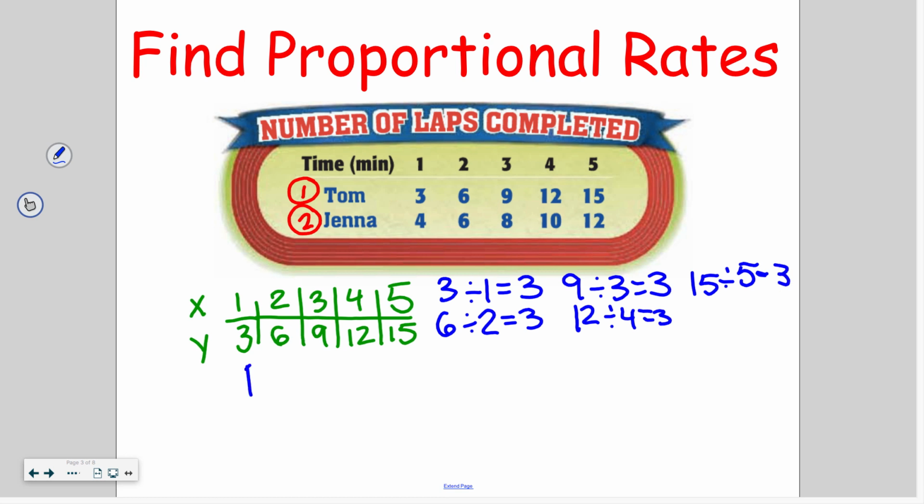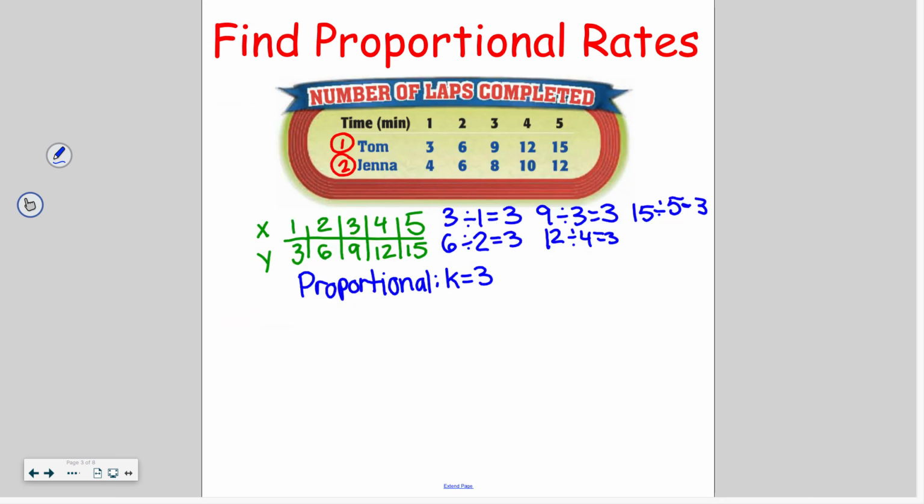So we would say that Tom's relationship is proportional. It's a direct relationship between how much time he's spent and how many laps he's done. The constant value would be 3, taking our y and dividing by our x's. For each of those values, we get an answer of 3.